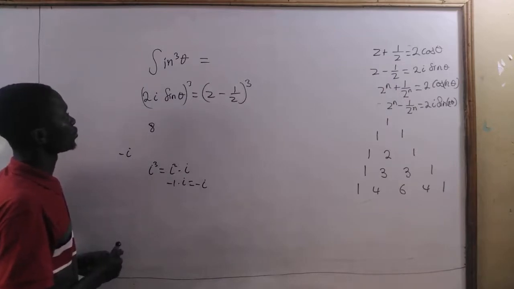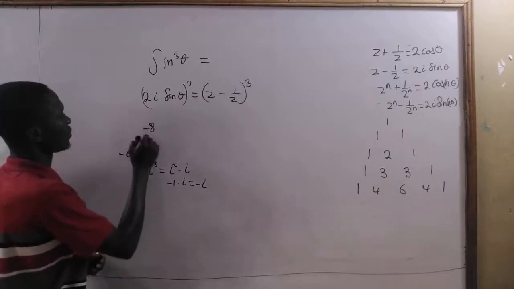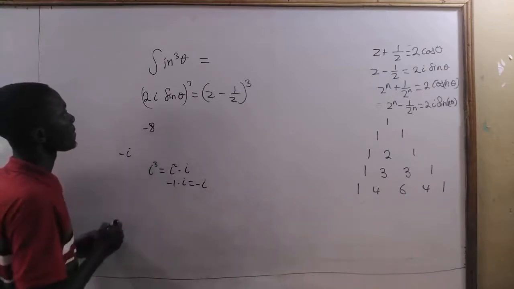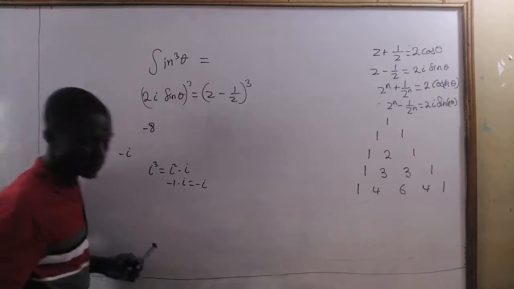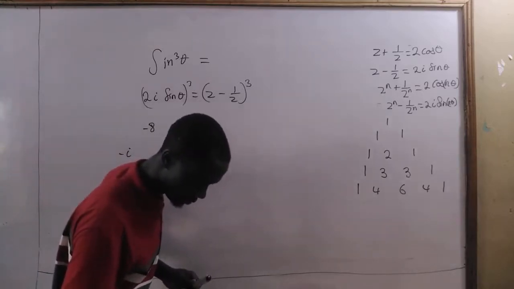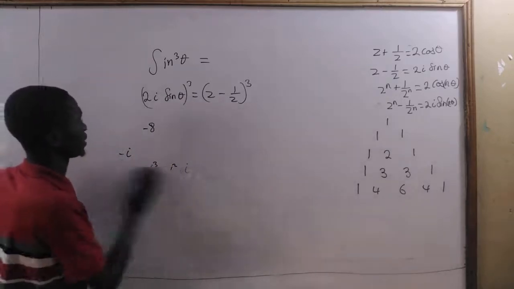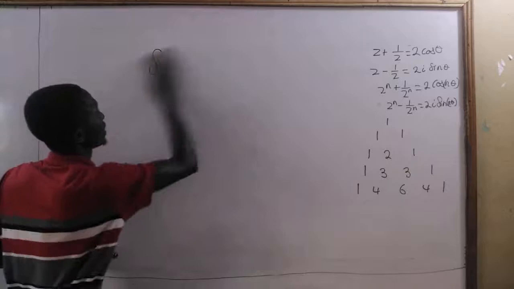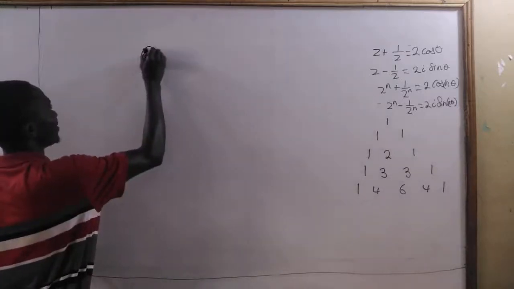Or I used to do I cube. Okay. We are going to have 8 minus 8. Or we have to do cosine cube rather. Okay, let's do the cosine cube. Yes. Let's do the cosine cube. That does not involve the I. Let's do the cosine cube.